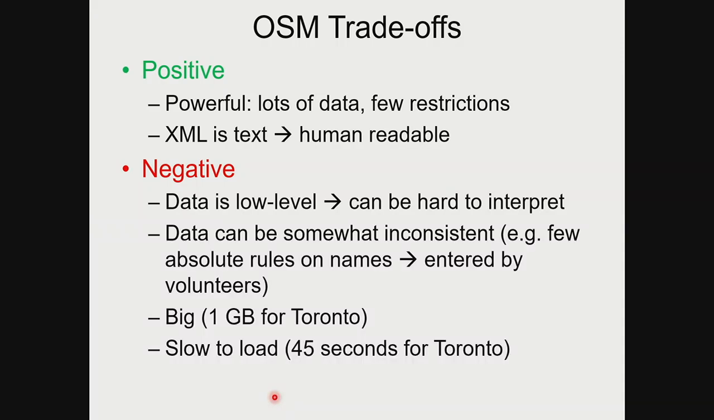It can be somewhat inconsistent because anyone in the world can enter data, and although it's peer-reviewed, you never know, it's very error-prone. Someone might enter the wrong data. It's also very big. For example, the Toronto map is 1 gigabyte, so it's very slow to load. It takes around 45 seconds to load a 1 gigabyte file and try to parse it in memory.